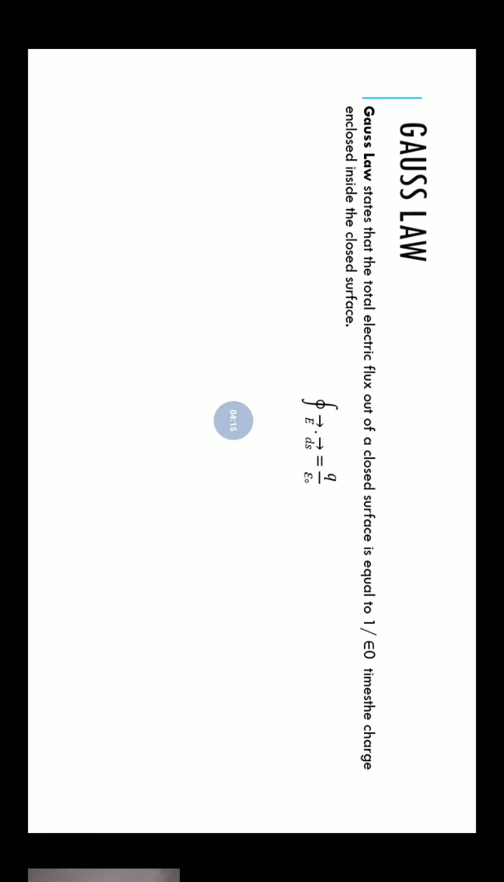That circle represents the closed surface, and it is equal to Q upon epsilon naught, 1 by epsilon naught times the charge. If Q is the charge inside the surface, then the closed integral of E dot dS is equal to Q upon epsilon naught. Is it clear? So this is Gauss law. It is a relation between electric flux and the charge enclosed inside the surface. Okay. Next, how do we prove Gauss law?